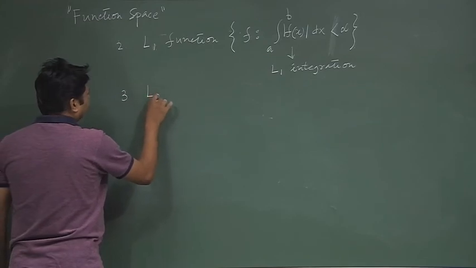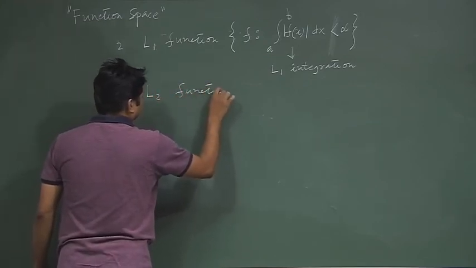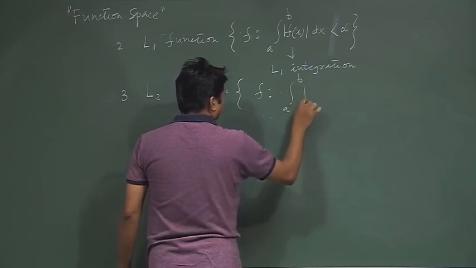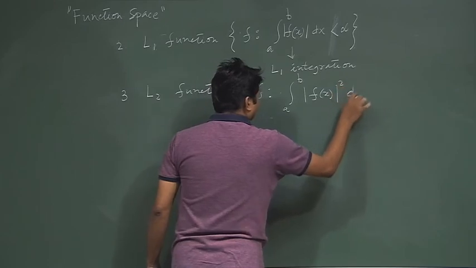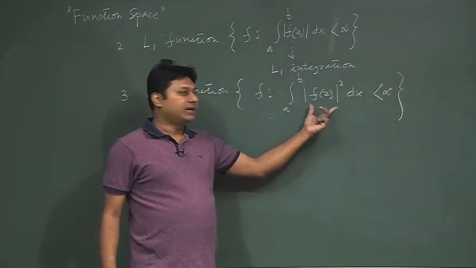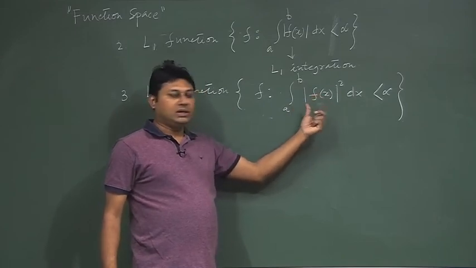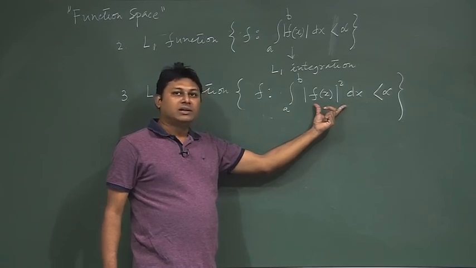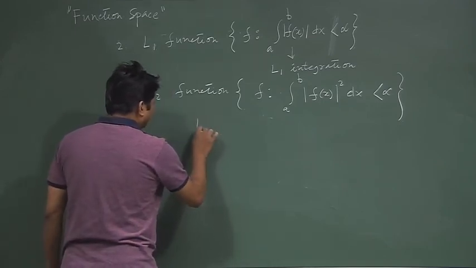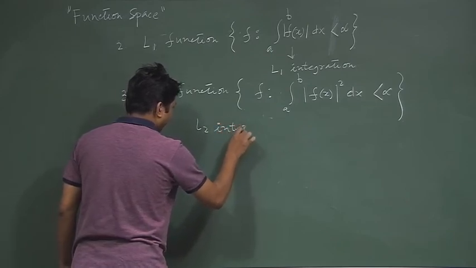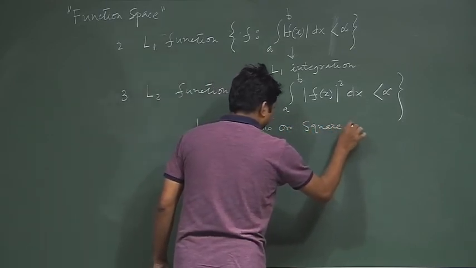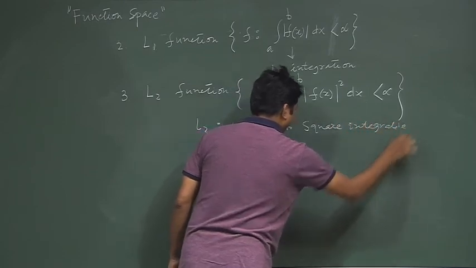In a similar way, I can have an L2 function. Here the rule is, in the interval a and b, the square of this function should be finite. I take the mod of this function, make a square of that, and in a and b, if I integrate and this is finite, then this kind of function belongs to L2 functions. So it is called L2 integrable, or square integrable functions.